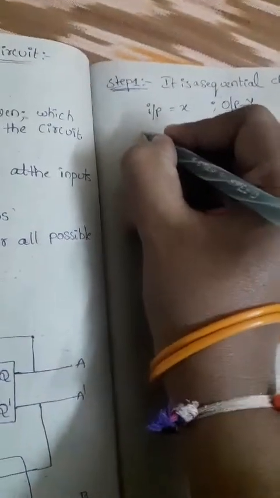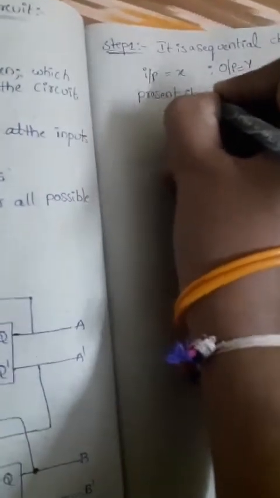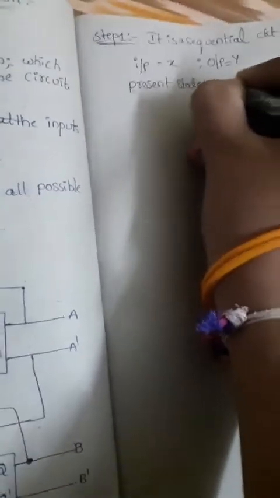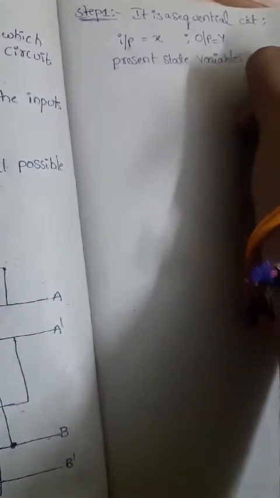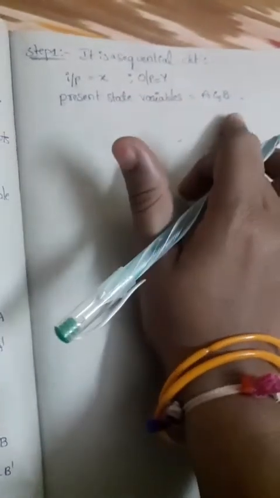Okay, so you can consider them as present state variables. Those are A and B. Okay, the input is X, the output is Y, and the variables are A and B. Okay, so now it's clear. So this is the first step. Now coming to the second step.